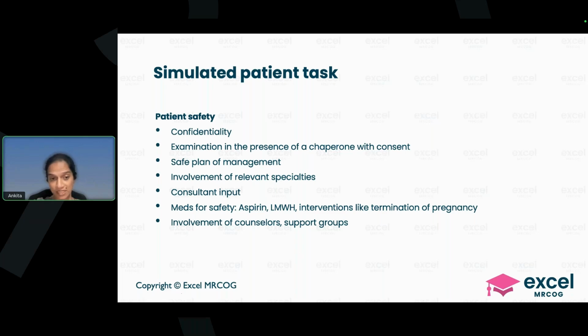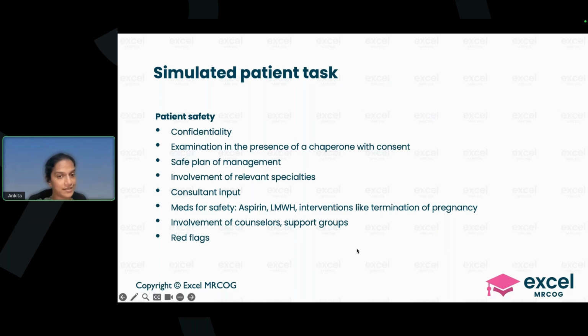Involvement of counselors and support groups is important. Okay. Whenever a patient comes to you with pregnancy and a chronic problem or medical disease, you say counselors, support groups. Patient comes with pregnancy with Down syndrome in the baby, support groups. Patient comes with cancer, support groups for cancer. If you don't say that, that's a major safety point, because that is paying attention to the patient's mental health. So that's why it is important.